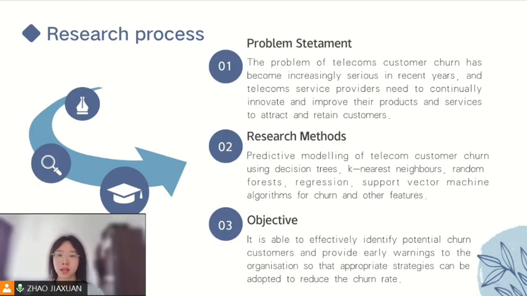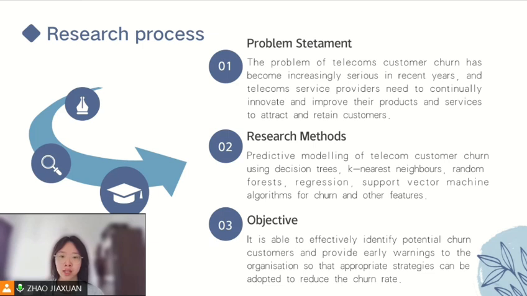The research process includes 3 parts. The first part is problem assessment. The problem of telecom customer churn has become increasingly serious in recent years, and telecom service providers need to continually innovate and improve their products and services to attract and retain customers.